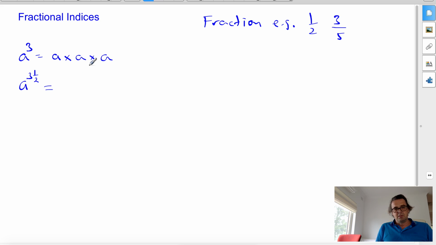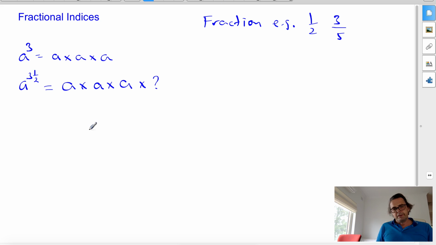Is it a times a times a? So we've got 3 of them. Now I need a half more. What is that last bit? You see? A bit of a problem. So we need to define now how to work with these fractional indices.